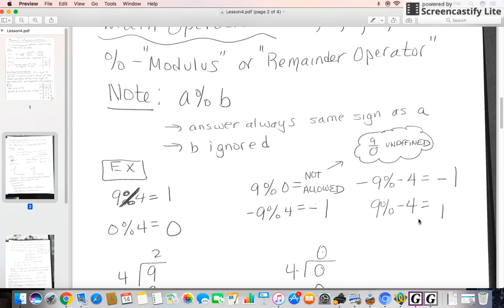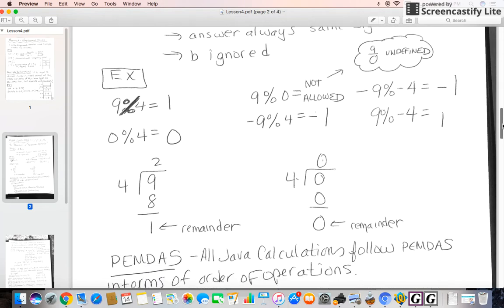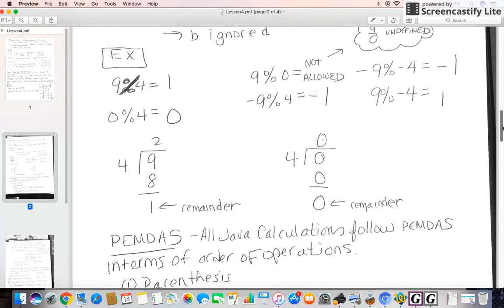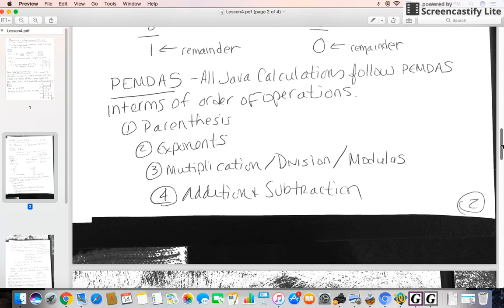Notice in this third example, 9 remainder negative 4, the answer is positive. So look back on those examples, and we're going to do those in the demo just to convince you.